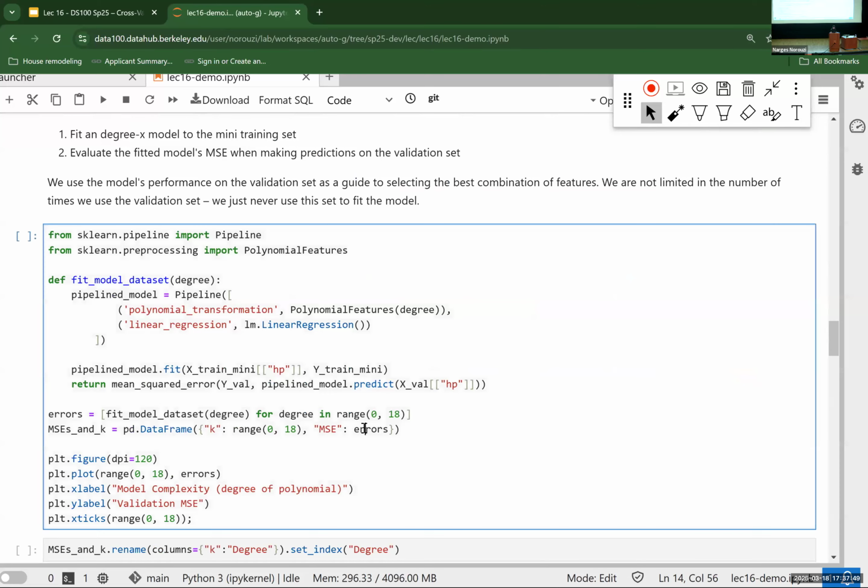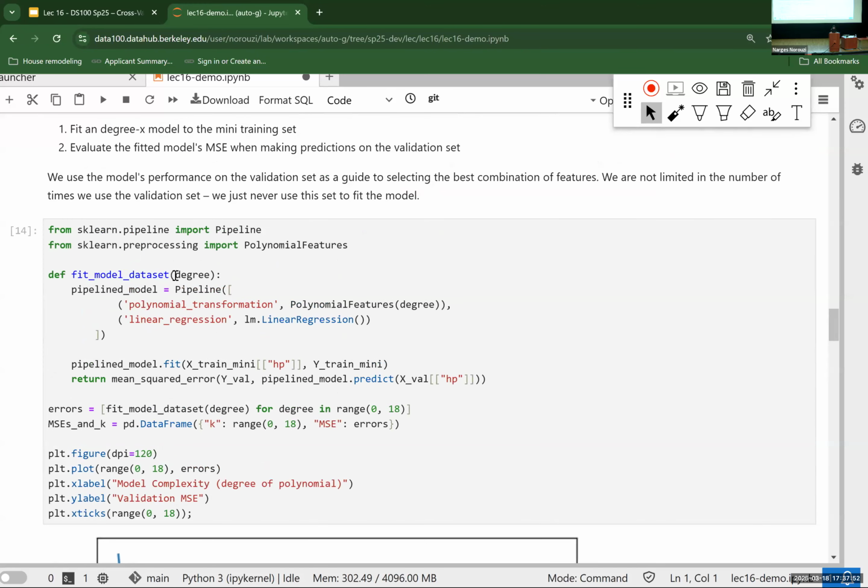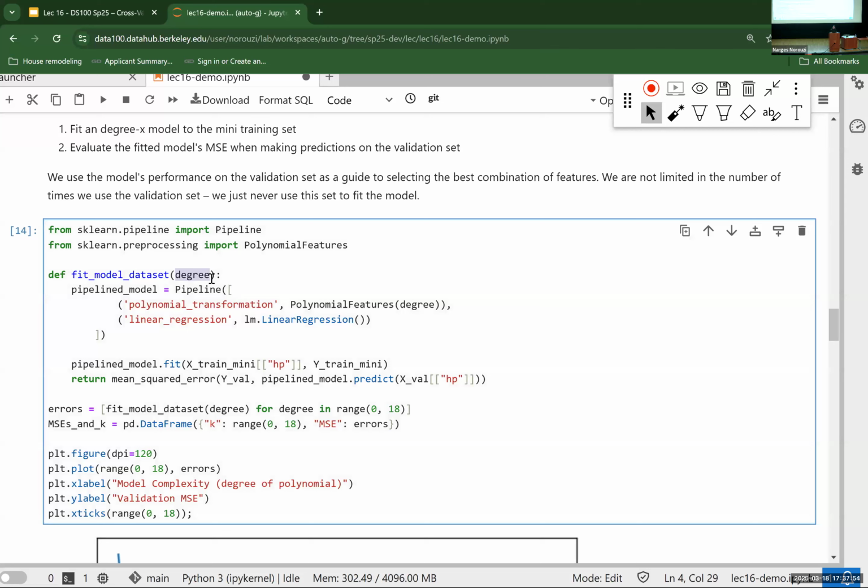So let's actually go a little bit crazy, and let's define this function that takes a degree and does the polynomial transformation of all different degrees. I'm doing the range of 0 up until 18, so degree polynomial 0, 1, 2, all the way to 18. I'm going to create the model, fit the model to that degree complexity, and return to me the validation error. So notice that that's validation error.